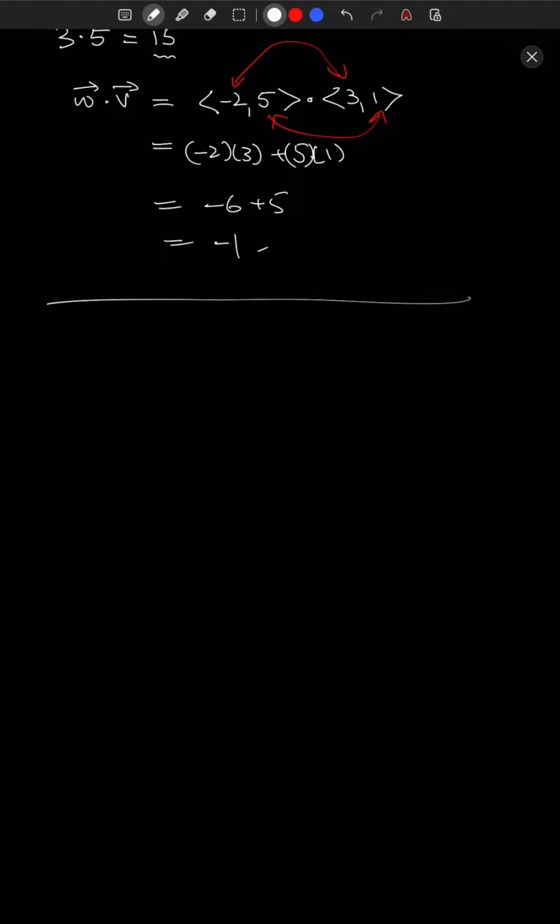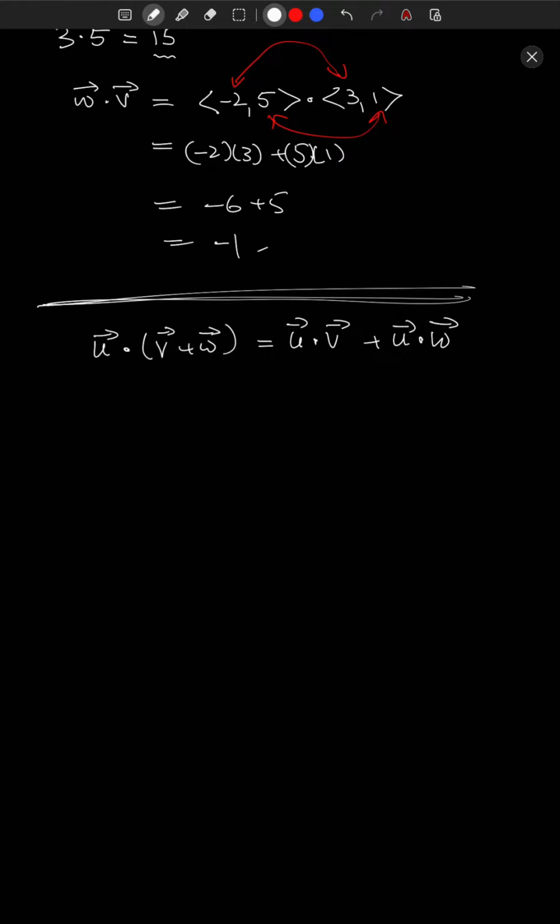So you might think it's kind of weird that we call this thing a product, but the reason it's called a product is because it satisfies all the usual properties that we think of when we think of the word multiplication, and in particular, u dot (v plus w) is equal to u dot v plus u dot w. So the distributive law in particular is true.